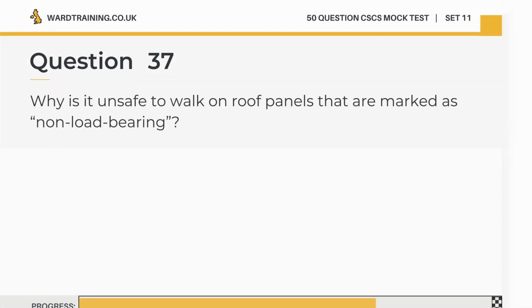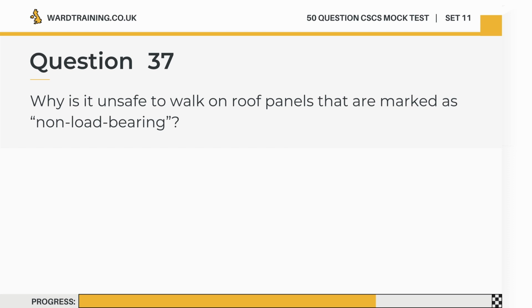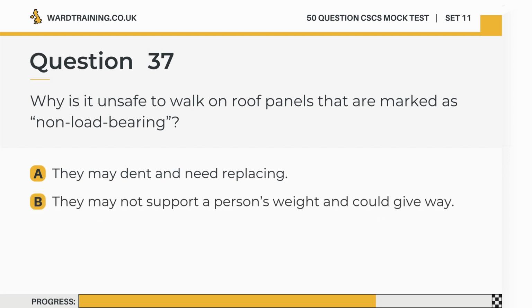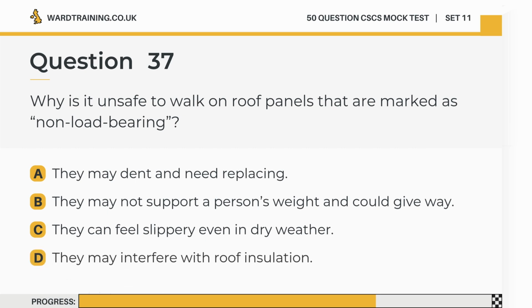Question 37. Why is it unsafe to walk on roof panels that are marked as non-load bearing? A. They may dent and need replacing. B. They may not support a person's weight and could give way. C. They can feel slippery even in dry weather. D. They may interfere with roof insulation.